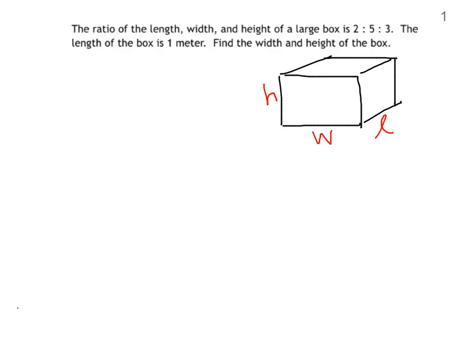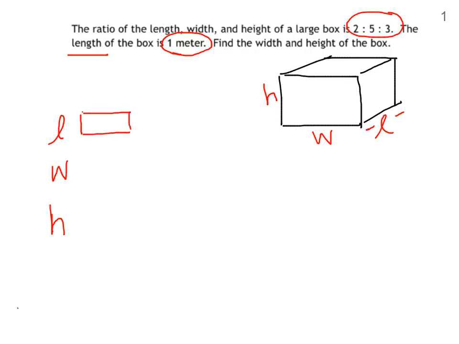Now, we were told that the length is 1 meter, so we know that this section is 1 meter long, but we want to figure out what the other values are, the height and width, using the ratio given to us of 2 to 5 to 3. So I'm going to start by creating unit bars for those three values. Again, we have the length, we have the width, and we have the height. The length, we're told, is at a ratio of 2 to 5 to 3, so we're going to create a unit bar for length that is 2 units long.